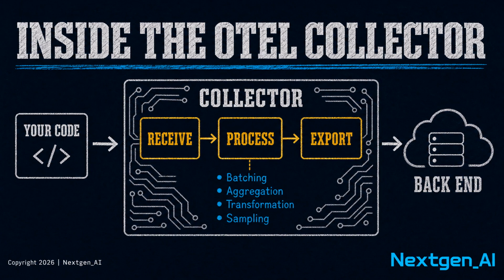First, receivers ingest telemetry data in a wide variety of formats, including OTLP, Prometheus scrape endpoints, Jaeger traces, and many others. Second, processors perform vital transformations on the data in flight, filtering irrelevant signals, applying intelligent tail-based sampling for cost optimization, enriching data with contextual metadata like Kubernetes pod labels and namespace information, or redacting personally identifiable information before it ever reaches a storage backend.